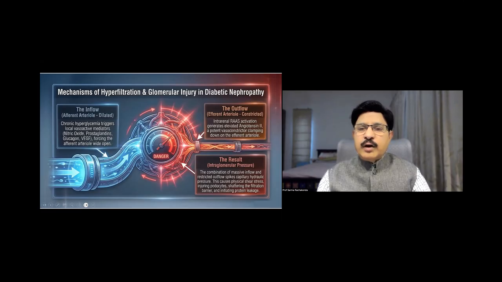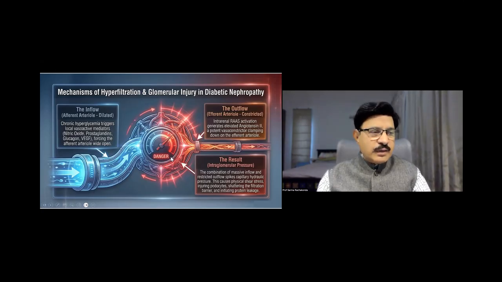Now, the efferent arteriole is constricted. Why? Because the outflow is constricted. Intrarenal ROS activation generates elevated angiotensin II, a potent vasoconstrictor, clamping the efferent arteriole. Then what happens? Outflow is obstructed, inflow is increased, intraglomerular pressure increases. Result: the combination of massive inflow with restricted outflow spikes capillary hydraulic pressure inside the glomerulus.